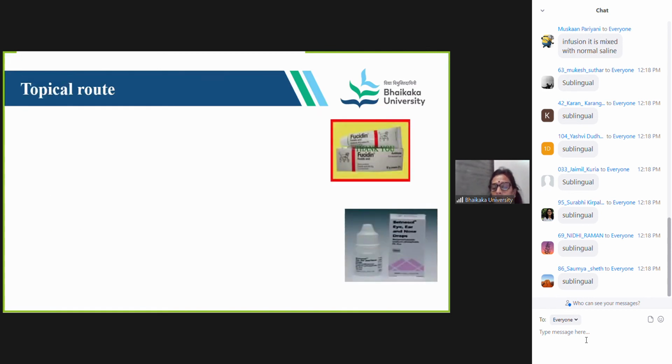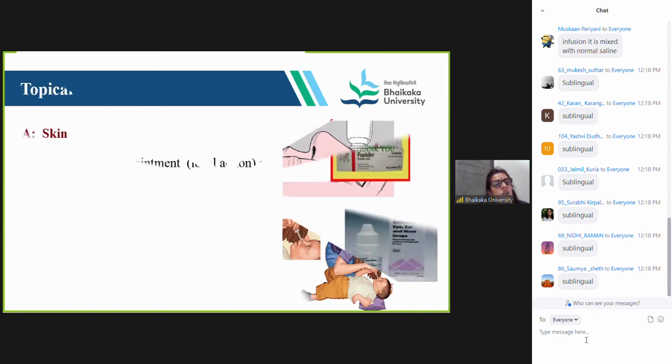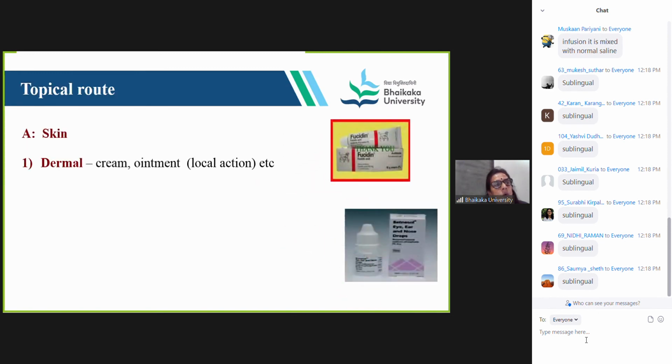Okay. Now coming to the last route, that is the topical route. Not much about the topical route. The topical route means the drug given via the skin, or you can say the dermal route, and the second is the drug given through the mucosal membrane. There are certain dosage forms available where you have to apply it through the skin, and they are called cream, ointment, liniment, and so on. But the purpose here is local action. So the topical route is used for local action.